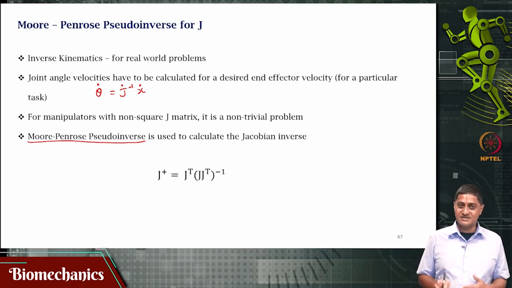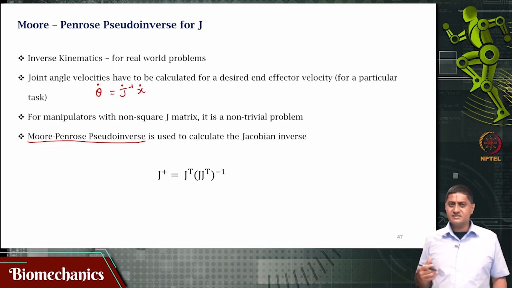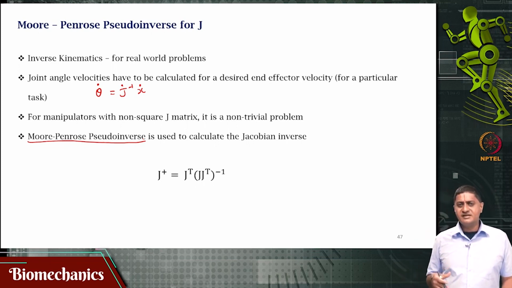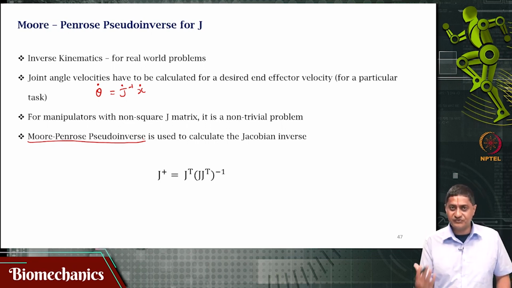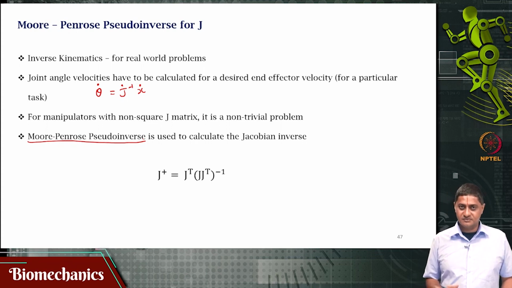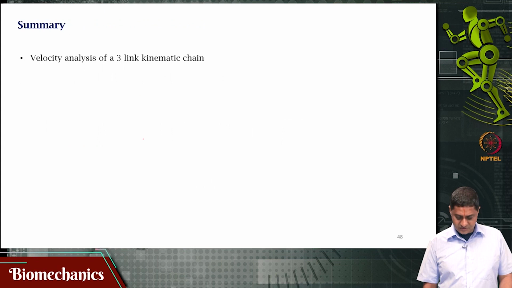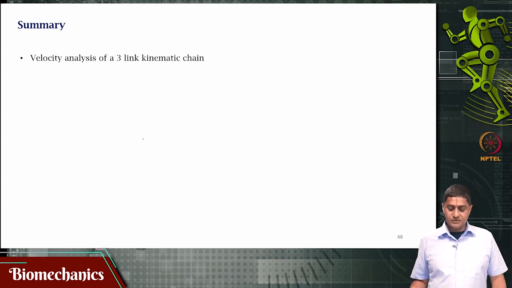So, J inverse in this case is different from the J inverse that you got in the 2-link serial kinematic chain case. This is some form of an analytical trick, a trick to make it work. We are forcing it to work. This is the so called Moore-Penrose pseudo inverse case.